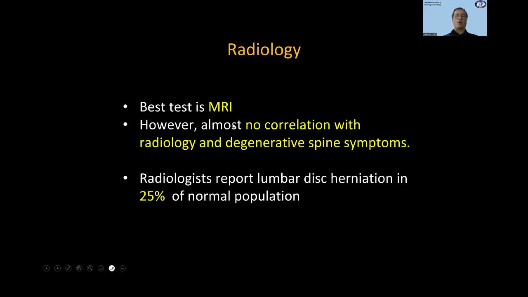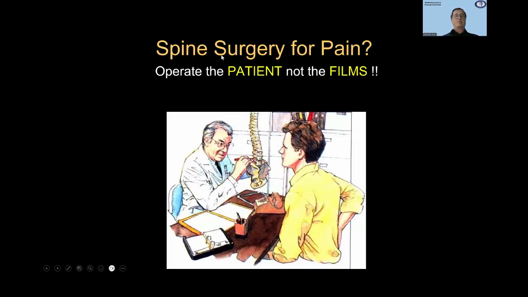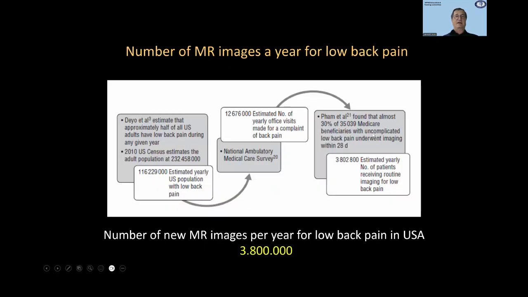back pain. However, there is almost no correlation with radiology and degenerative spine symptoms. And we know that radiologists report lumbar disc herniation in 25% of normal population. I criticize today's medicine that the patients are having low back pain, and the radiology is ordered, and disc herniation is reported, and a surgery was done because disc herniation was reported. So then no pain relief. So such a cascade is not good. Because of that, we must use the sentence to operate the patient, not the films, always.